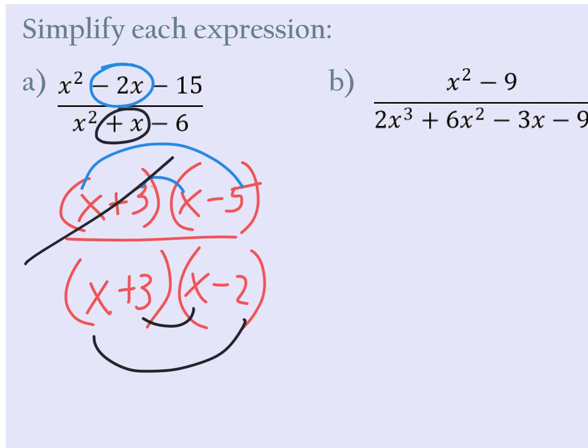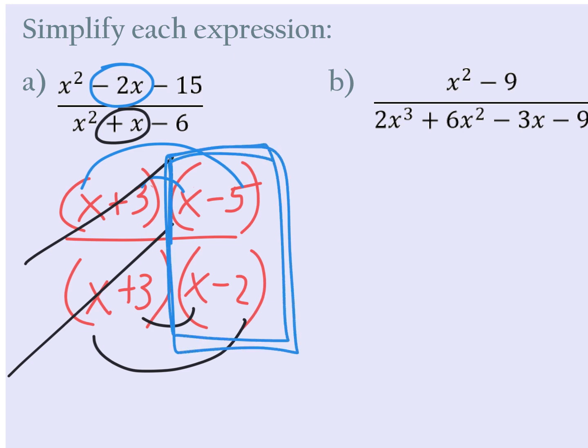Sweet. Cancel, cancel. And remember, this answer is different than the original. The original had a weakness for negative 3. If you would have put a negative 3 here and here, it would have ended up being 0 on the bottom. But this one doesn't have that weakness.